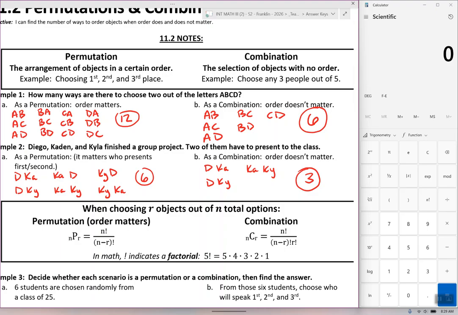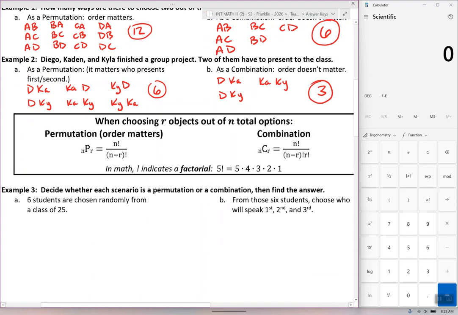Now, there is, of course, a formula for this. When choosing r objects out of n total options, for a permutation, when order matters, we write that as nPr, with the total on this side and the number we're choosing on the right side. The formula is n factorial, the total factorial, over n minus r factorial. In math, that exclamation mark indicates a factorial, where we multiply a number by all of the numbers smaller than it. So 5 factorial is 5 times 4 times 3 times 2 times 1.